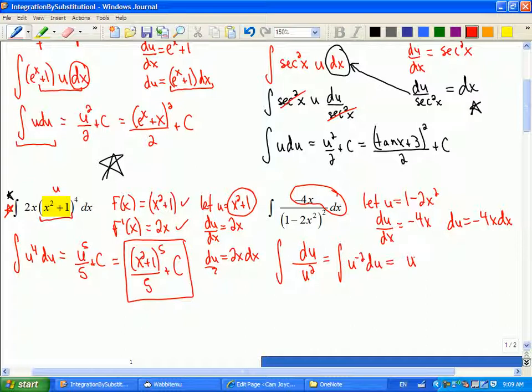So using power rule, I go up 1 and divide by that. So here u is equal to 1 minus 2x squared to the negative 1. And maybe I'll just tidy that up. That's negative 1 over 1 minus 2x squared and a constant.